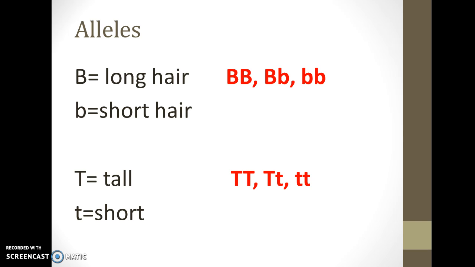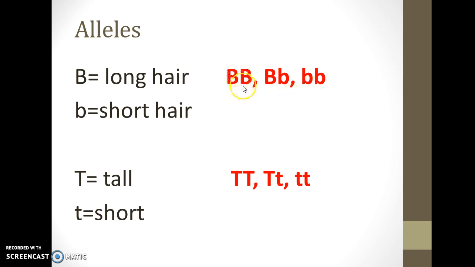Here are a few examples of more alleles. If we were going to write an allele for hair, you might have long hair or short hair, and we might represent it with a B and a lowercase b. In this case, the capital B is dominant. It's more likely to occur. And the lowercase is recessive. It's more likely to be hidden. So you could get two dominant traits from your parents. One of your parents could give you a dominant trait and one could give you a recessive trait, or they both could give you recessive traits.